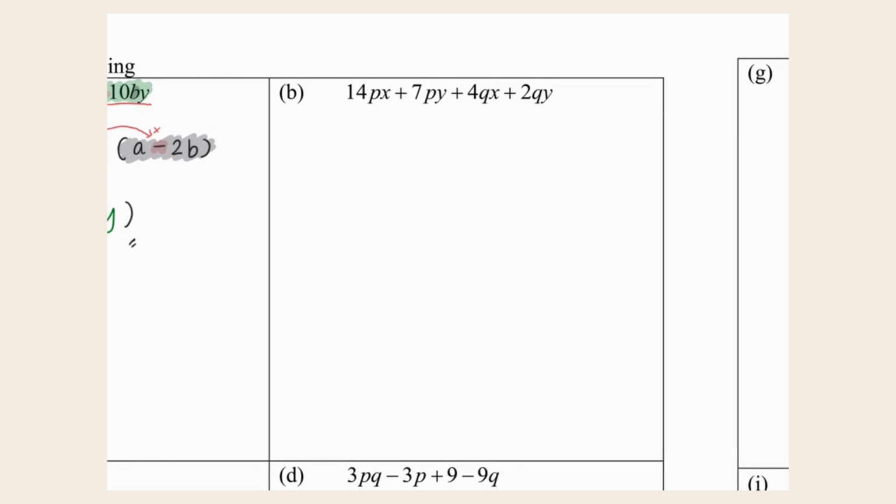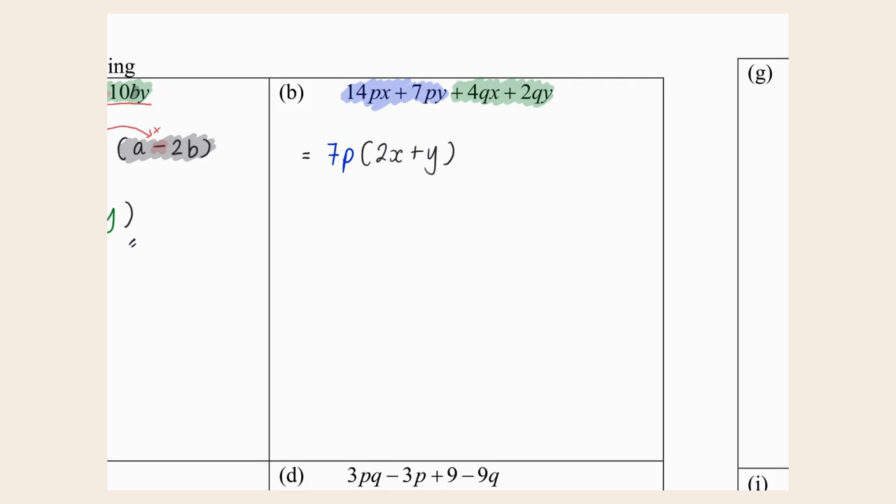Again, I'm going to look at two groups. This is the first group and this is the second group. And this becomes relatively easy. 7 is the common factor, p as well. And I'm left with 2x plus y. Yeah? Because 14 divided by 7 is 2.